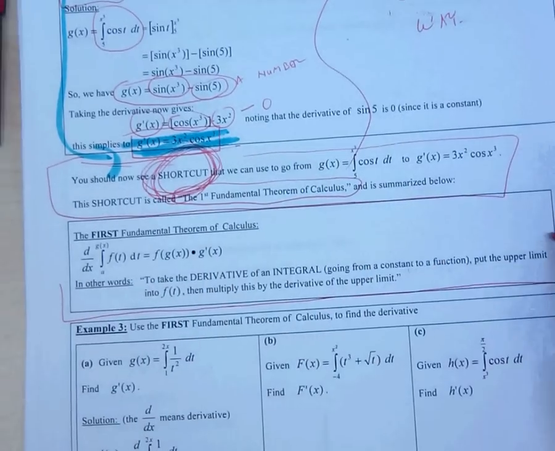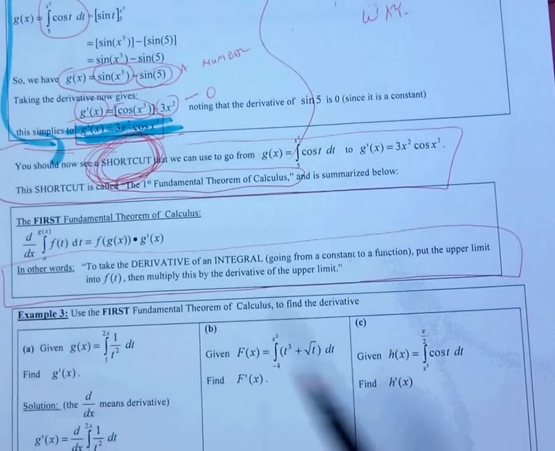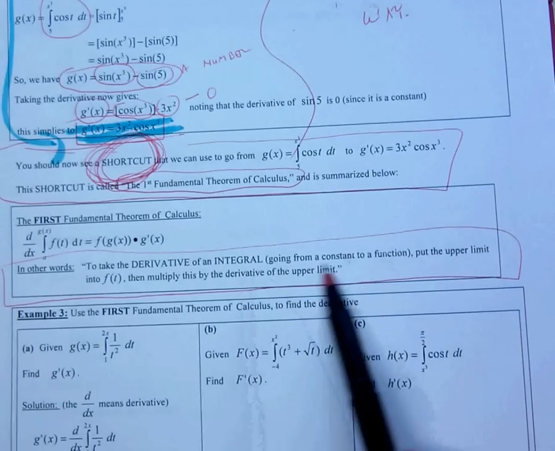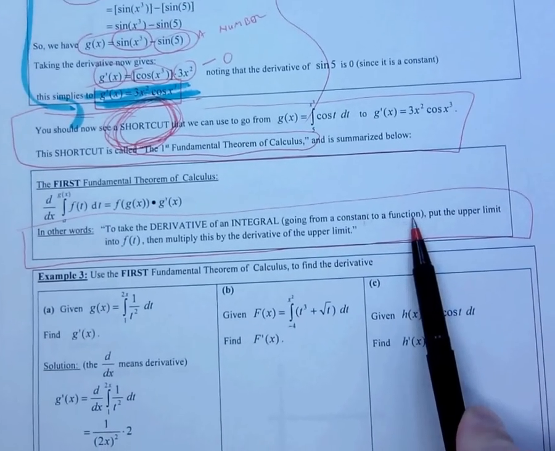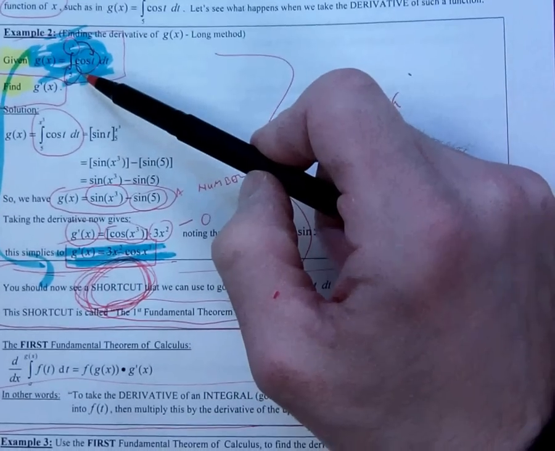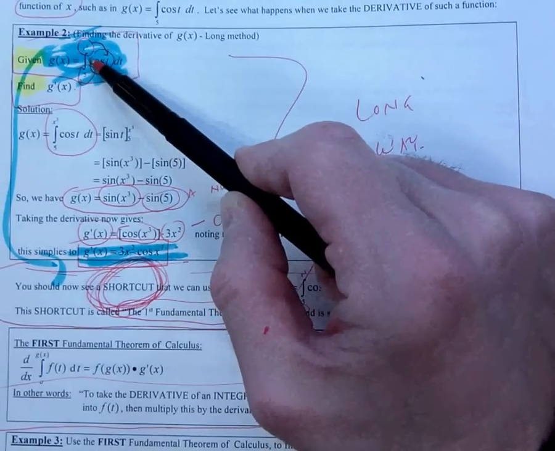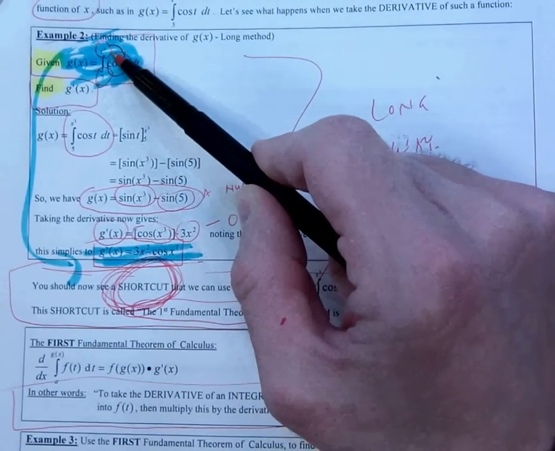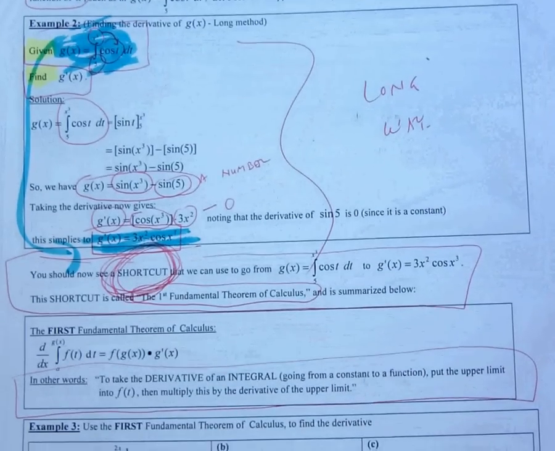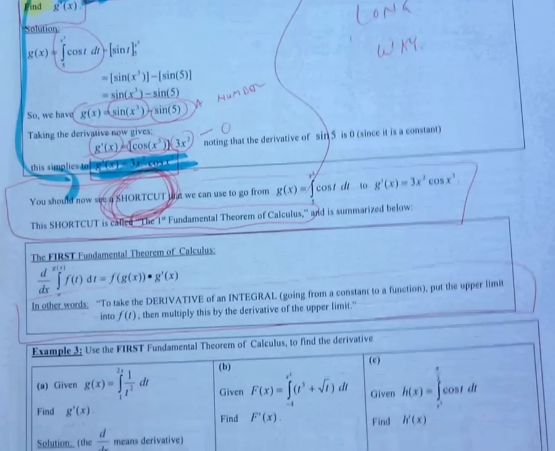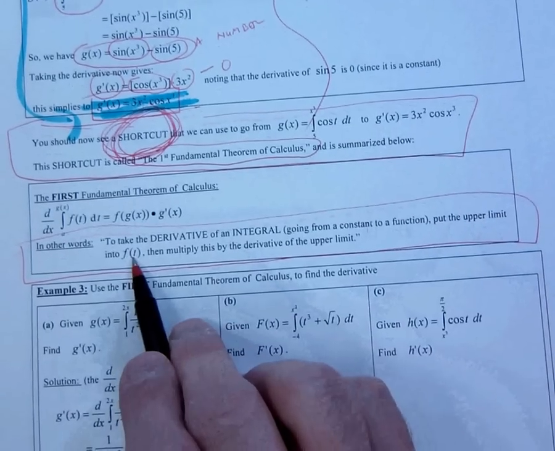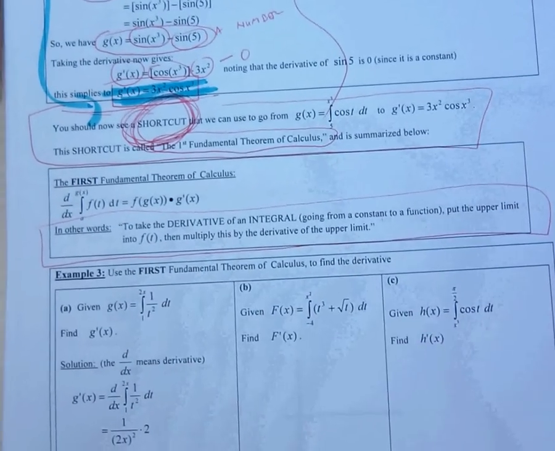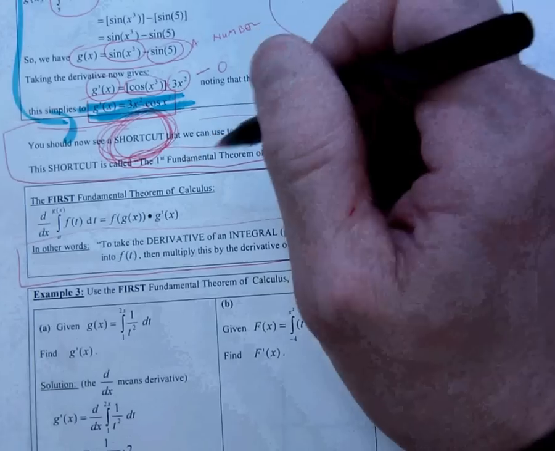Well, this is what it's a shortcut for: to take the derivative of an integral that goes from a constant to a function. Isn't that what that is here? Basically, I'm asking you to take the derivative of an integral that goes from a constant to a function. Isn't this when we're going to use the shortcut? And so what is the shortcut? You put the upper limit into the function and then multiply this by the derivative of the upper limit.